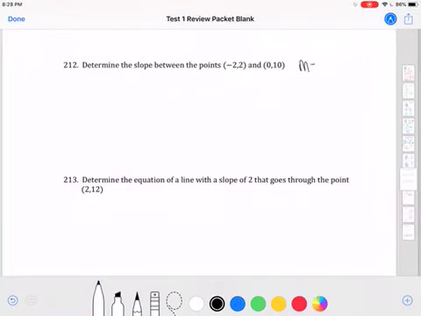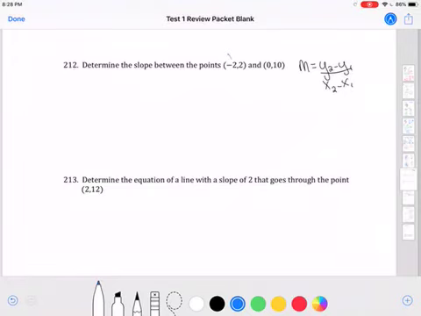On your test, you will be given the formula for this. I apologize that it is not given to you on your review packet. I will always make sure that you have formulas for you on your test, but you do need to know how to use them. If we were to graph the points -2, 2 and 0, 10, you would check out your rise over run and see what your slope is. Those points are pretty far from each other and we don't have a grid to graph them on. That's what this formula is going to do for you.